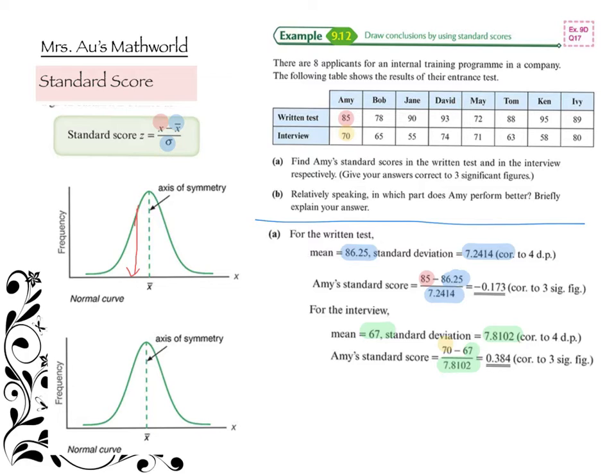Then this time you see that the standard score is positive 0.3 something. Maybe somewhere here. Alright, so you can see that by checking the position of Amy, you can use this method by checking the standard score. Then, when you check this one, you already know that Amy performed better in the interview because her standard score is 0.384, which is better than the negative one.